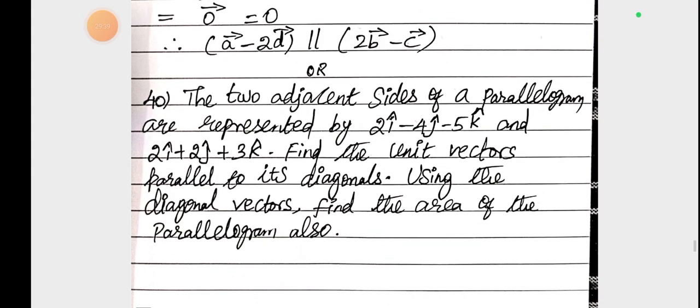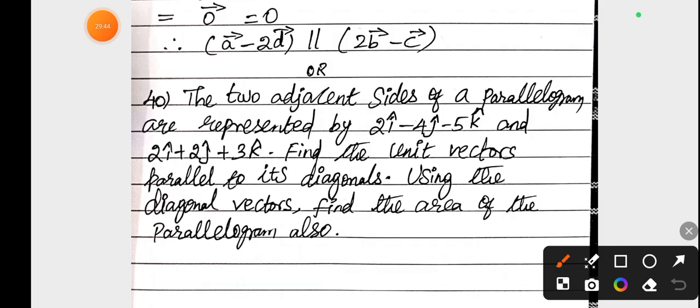Yes, 40th question. One part is over, another part we are going to do. So another part is two. That means either type. In the example they have asked either type, but we don't know what question they will ask. So we are going to do the next one.